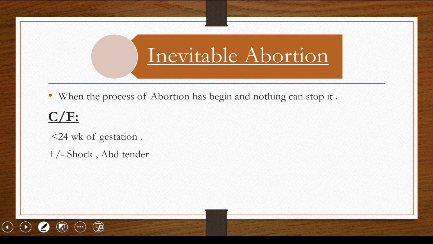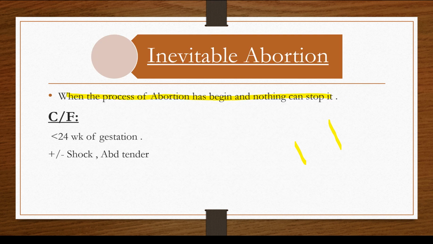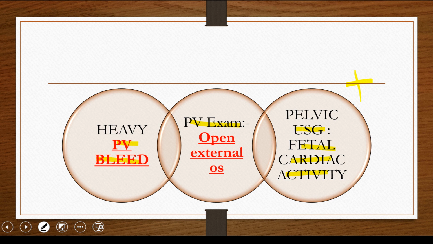Inevitable abortion. When the process of abortion has begun and nothing can stop it. This is simply because the cervix has dilated and the os is also open. She'll complain of heavy per vaginal bleed. On pelvic USG, you'll see fetal cardiac activity is present, and on per vaginal examination, the cervical external os will be open.